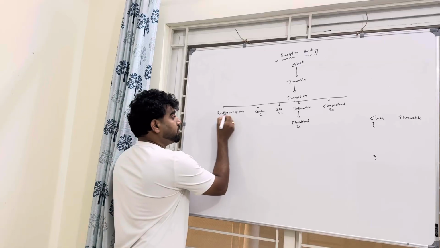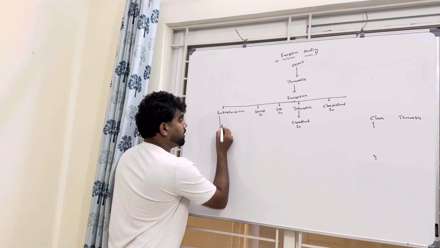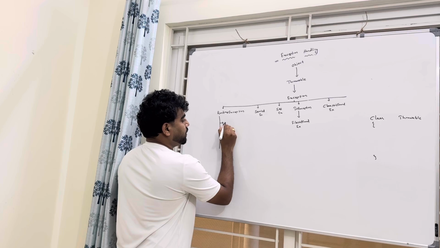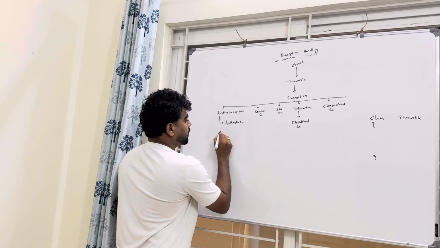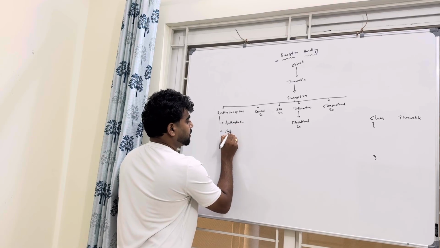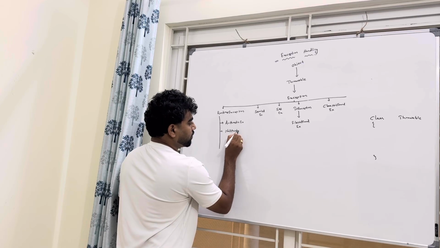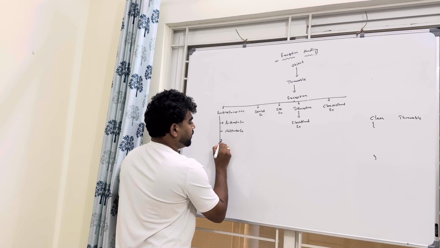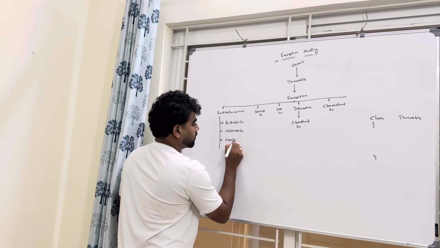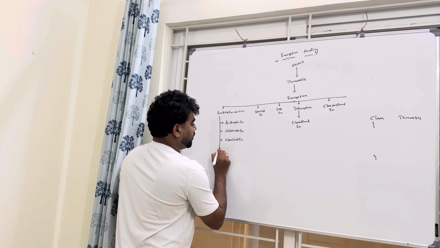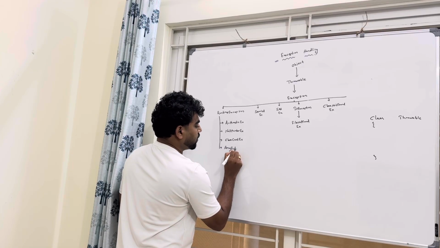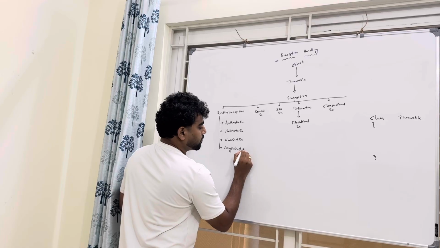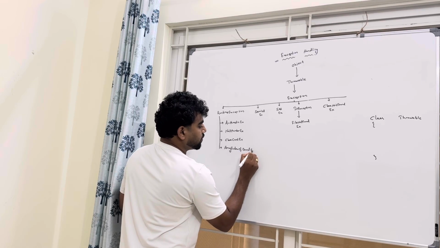If you see here, for this RuntimeException also there are several child classes, like ArithmeticException, you will have NullPointerException, you will have ClassCastException, you are having ArrayIndexOutOfBoundsException, and so on.